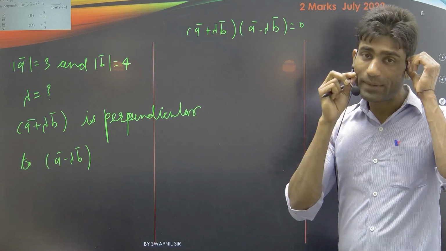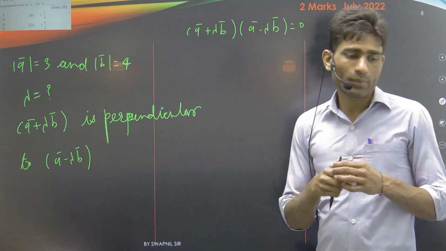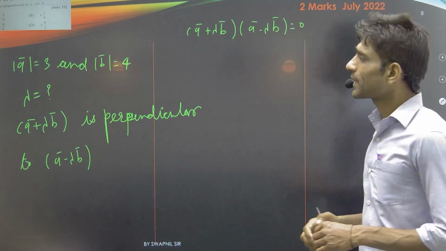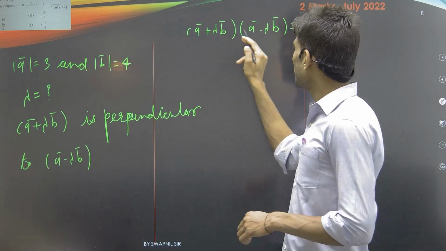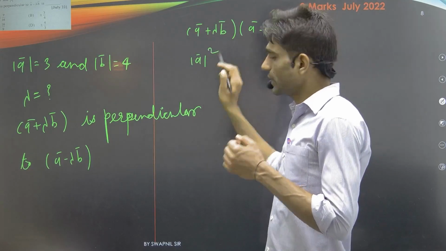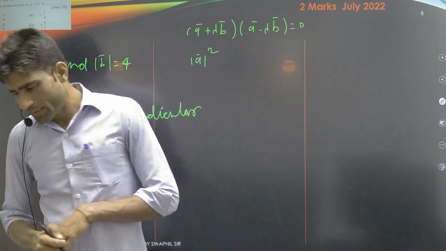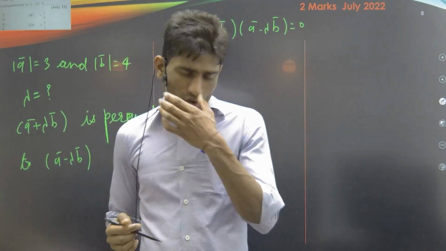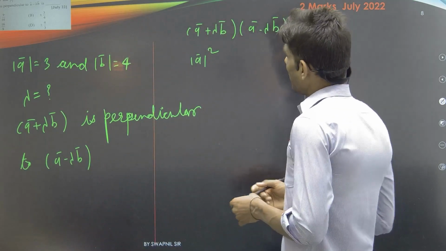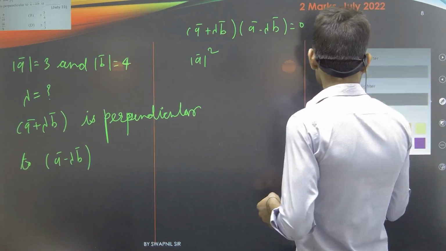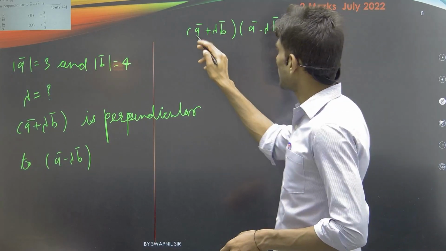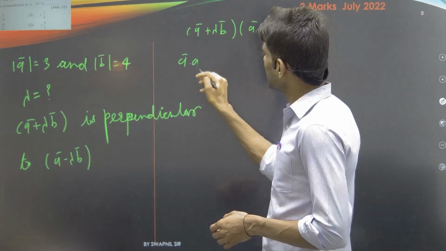Now multiply these two brackets as we do in polynomial multiplication: first element into the entire second bracket plus second element into the entire second bracket. So a bar multiplied by a bar means modulus of a bar square. That is a bar dot a bar. Just go for the multiplication of their separate terms.